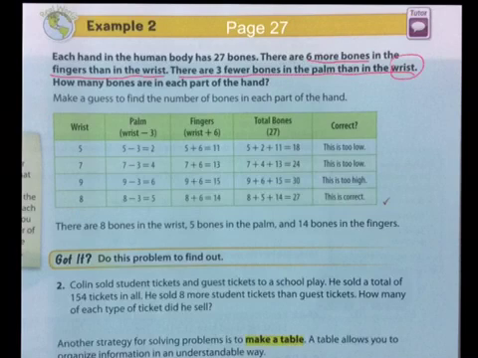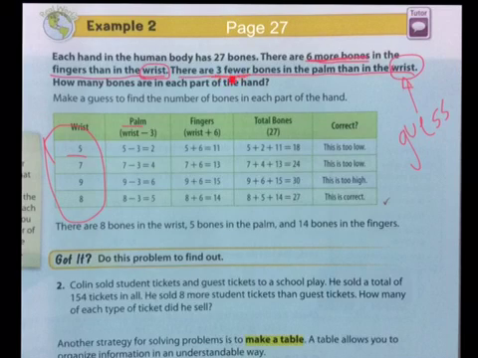So really, we're working with the wrist. And we have to go 3 fewer and 6 higher. The wrist is the number of bones we have to guess. So if we start with 5, and we want to get the palm, we know that there are 3 fewer bones in the palm than in the wrist.